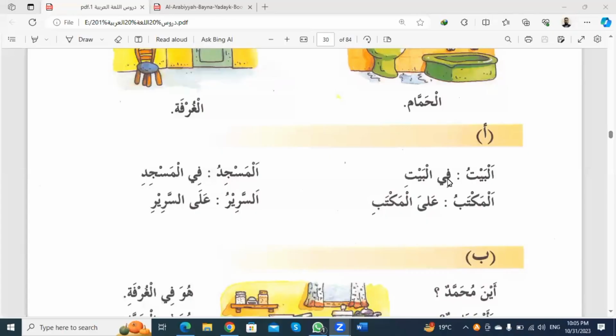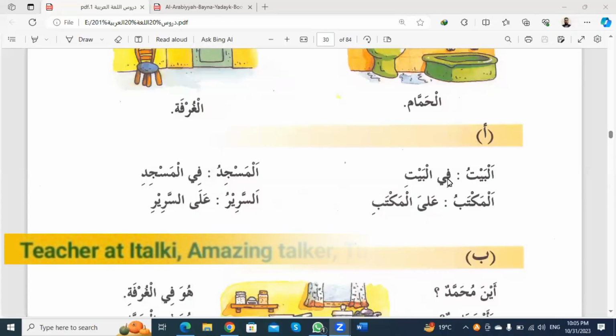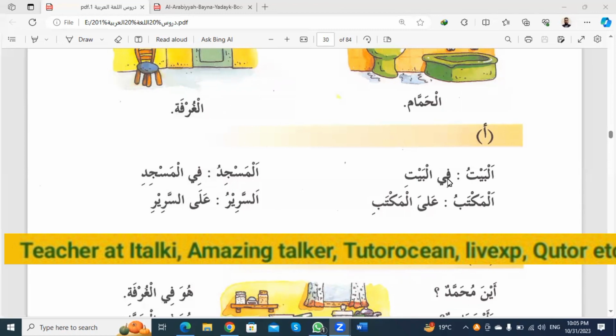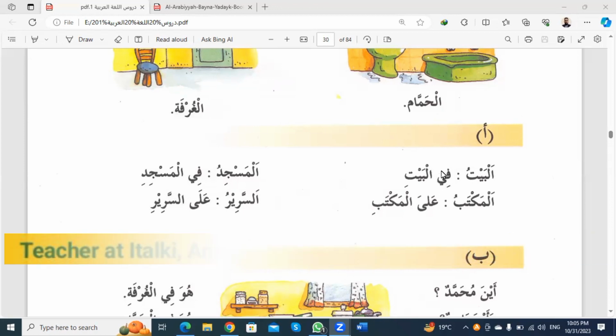There are prepositions in English, just like "in." We say in the home, in the room, in the car. So this is "in." For "in," "fee" is the meaning of in.